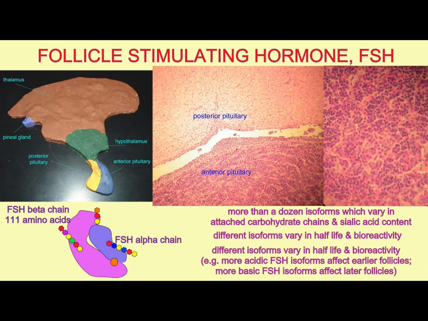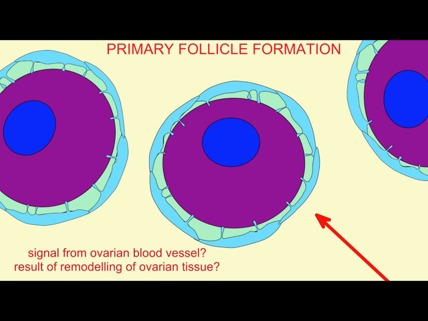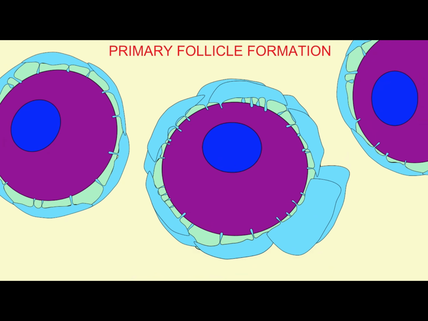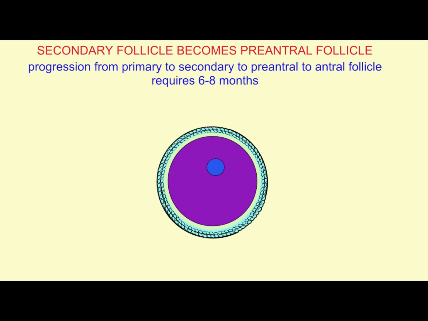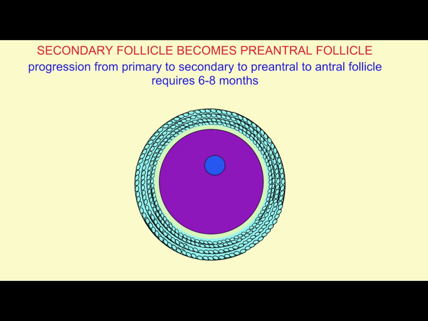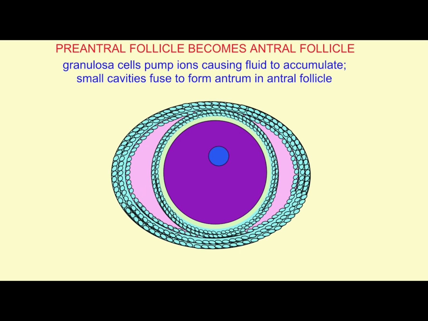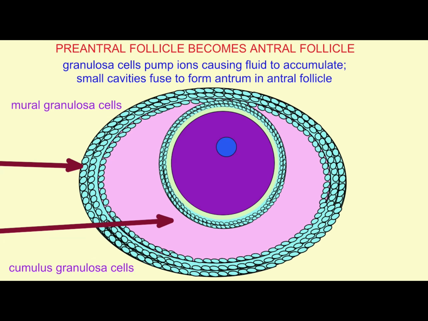The differences between these isoforms then affect the half-life of the molecule, which is on average 2.5 hours or so before being destroyed by the liver, and also the bioreactivity. Some forms have different effects on other tissues than others. For example, the more acidic isoforms are more likely to have a greater effect on the earlier follicles, while the more basic isoforms affect the later follicles and the selection of a dominant follicle prior to ovulation.